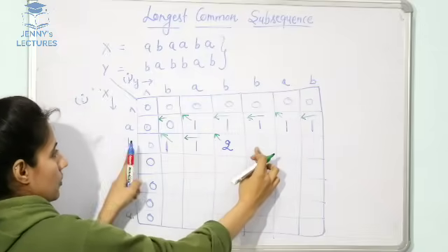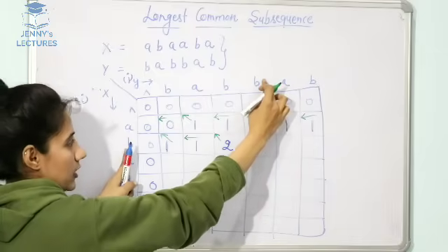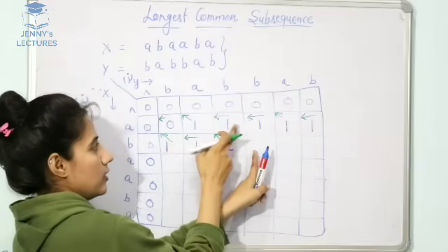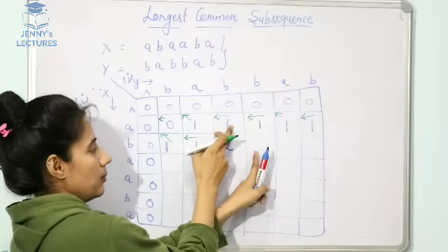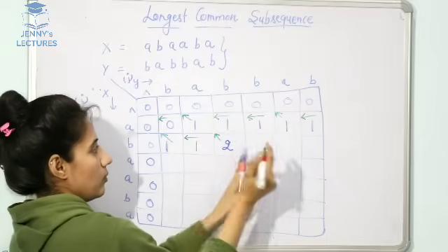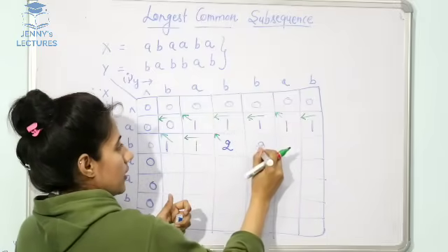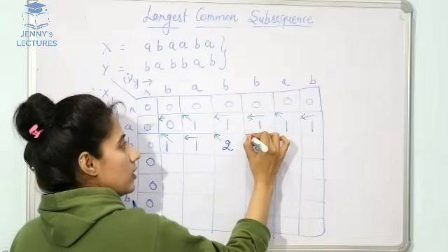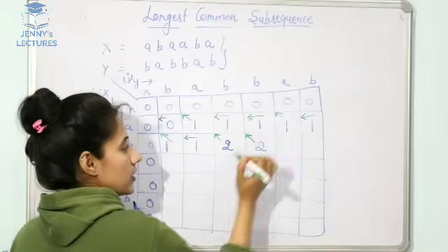Now you have to fill out this one. B and B both are same. If same, in that case what will you do? 1 plus the diagonal, you will see the upper side, what is the value of this box? That is 1. Then 1 plus 1 is what? Again 2, and we have taken this one, so the arrow would be like this, upper side.